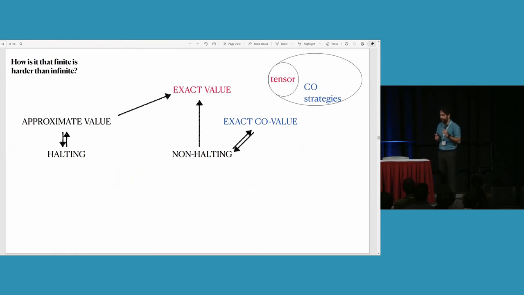Now, I would like you to focus for a moment on the exact value problem and the exact co-value problem. The co-value is an optimization over the set of all strategies, finite dimensional and infinite dimensional. The exact value is optimization over just the finite dimensional ones. Given that exact value is strictly harder than exact co-value, it tells us that the set of finite dimensional strategies, as a subset of all strategies, is harder to optimize over. It's more rebellious than the set of all strategies.